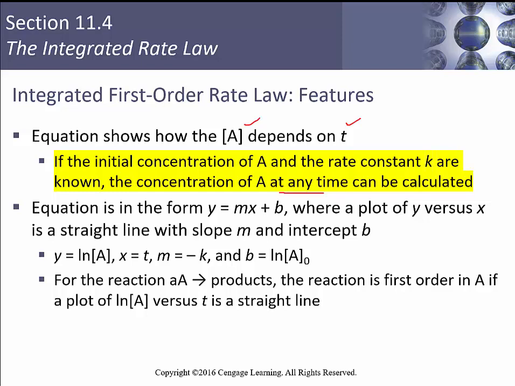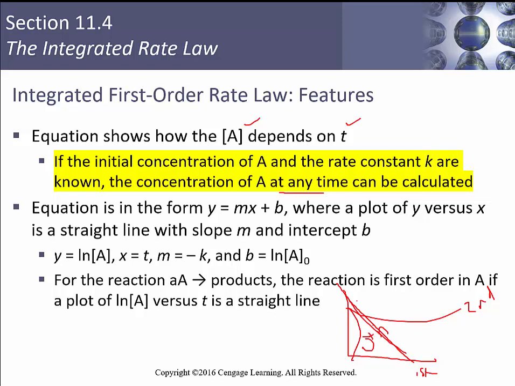For the reaction A goes to products, the reaction is first order in A if the plot of the natural log of the concentration of A versus t is a straight line. So if I had my first order reaction, it's going to give me a nice straight line. My 0th order reaction is going to be some sort of non-straight line. And my second order is also going to be a non-straight line.